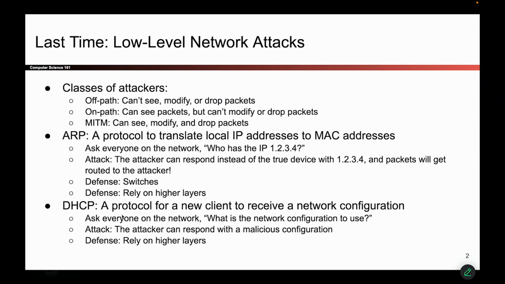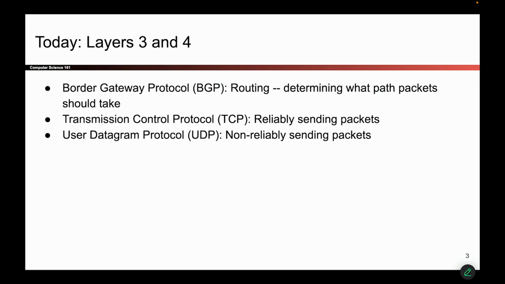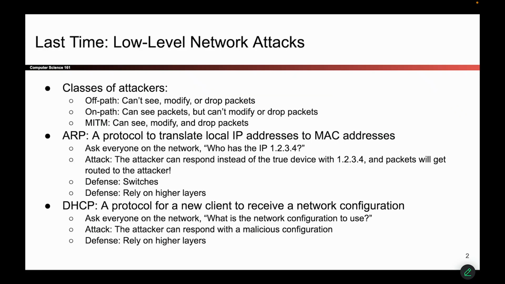So as a quick reminder from last time, we talked about low-level network attackers, we talked about different types of attackers, and we talked about ARP and DHCP, which have similar vulnerabilities where someone broadcasts a request and the first answer is accepted, so an attacker can send a malicious answer that gets accepted. And then we talked about WPA, which is a handshake-based protocol, and we saw different attacks on the handshake, and we saw WPA Enterprise, which defends against those attacks.